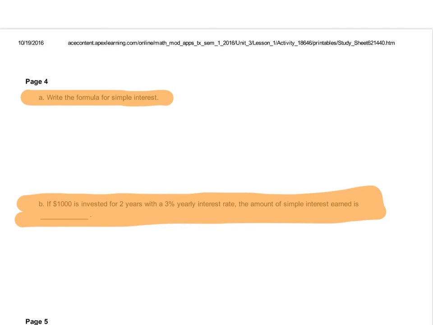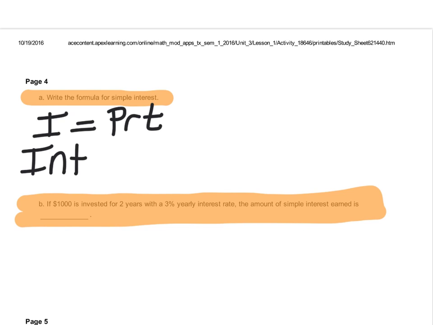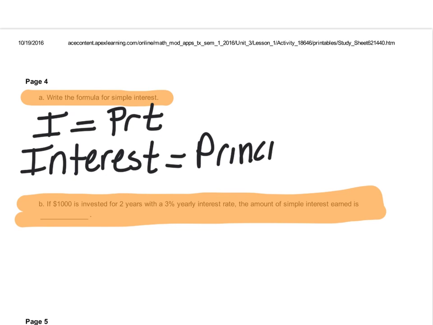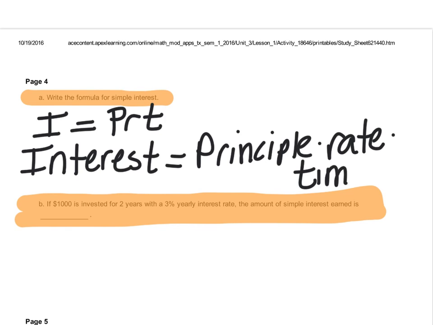The formula for simple interest is just I equals PRT, where I is your interest, P is the principal, R is the rate, times the time, the number of years.